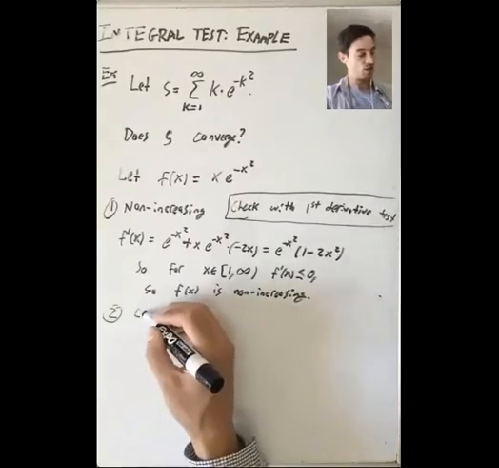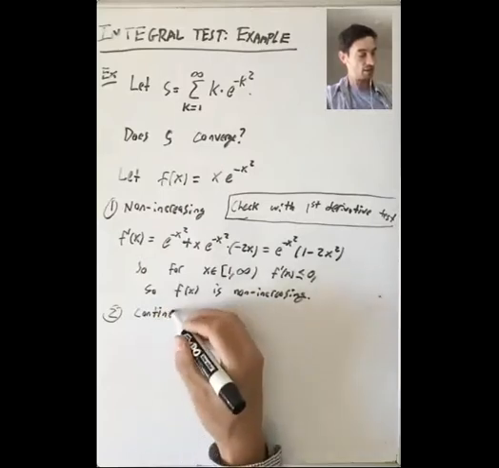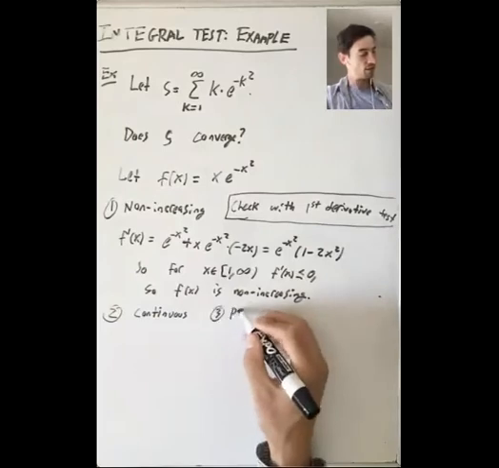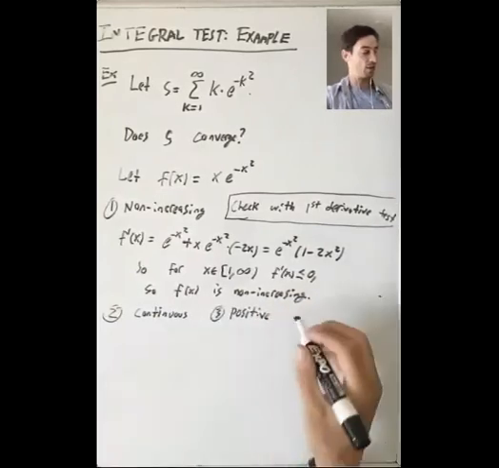Okay, so this function is continuous. It's a product of things that are continuous, so there's nothing really to do here. And then it's clearly positive because it's x, which is positive, times e to the minus x squared, which is positive.